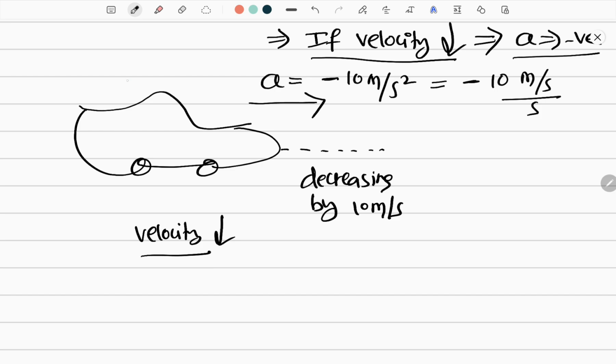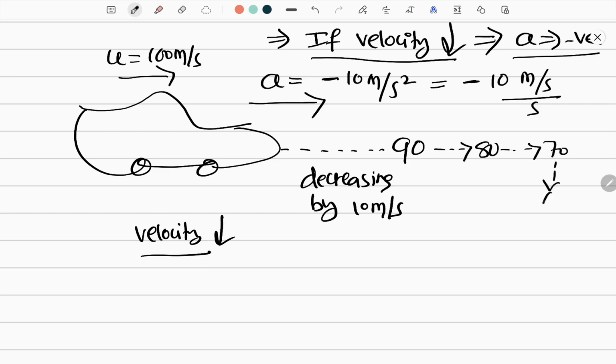For example, let us say it is moving with an initial velocity of 100 meter per second, and immediately brakes are applied and acceleration is minus 10 meter per second square. It means in 1 second this 100 will become 90, in another second it will become 80, in another second 70, in another second 60, like that it will come to 0.